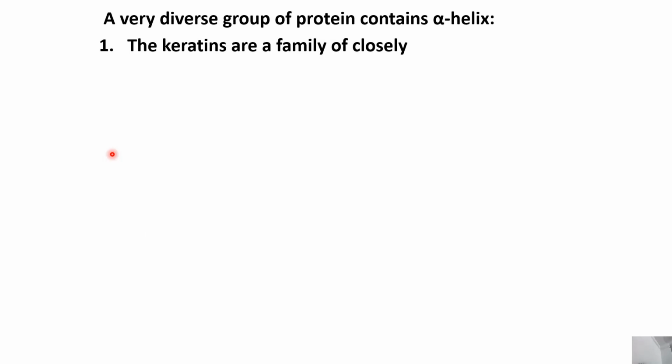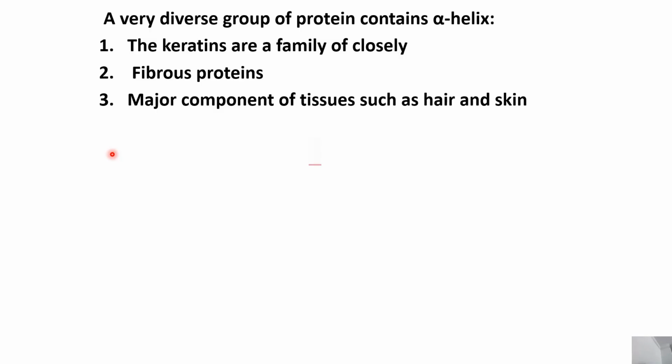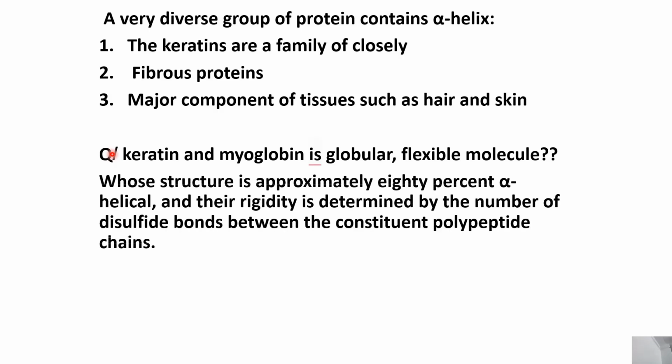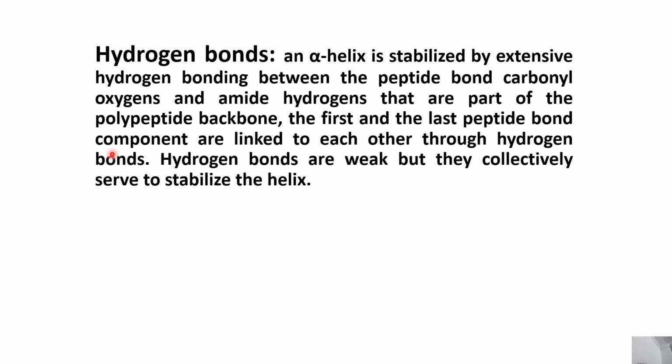So a very diverse group of proteins contain alpha helix, like the keratins, fibrous proteins, a major component of tissues such as hair and skin. Alpha keratin and myoglobin is a globular flexible molecule whose structure is approximately 80% alpha helical, and their rigidity is determined by the number of disulfide bonds between the constituent polypeptide chains.